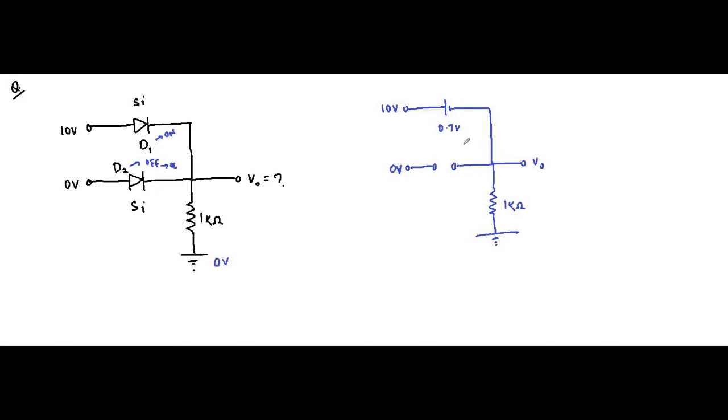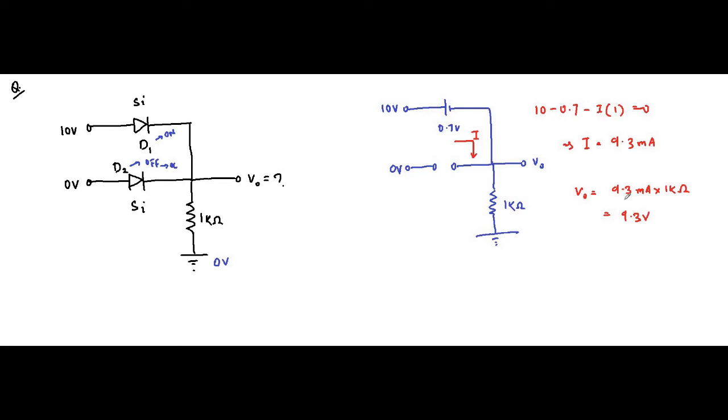Okay, so now we'll find the current flowing here, like this, the current which will be flowing. If we apply KVL, it will be 10 minus 0.7 minus I into 1 kilo ohm equals 0. That implies I is equal to 9.3 milliampere, and V0 will be 9.3 milliampere into 1 kilo ohm, which is equal to 9.3 volt.